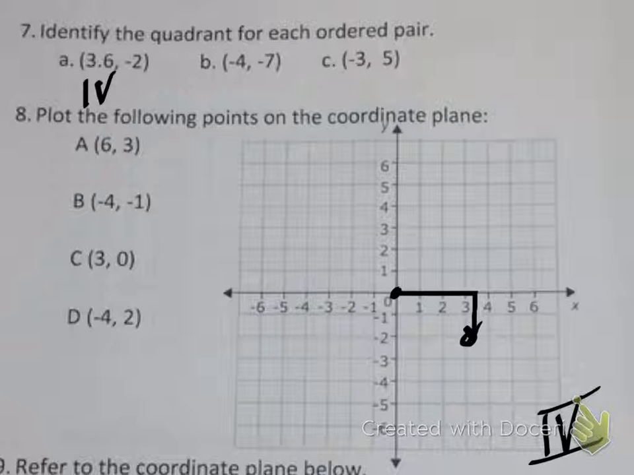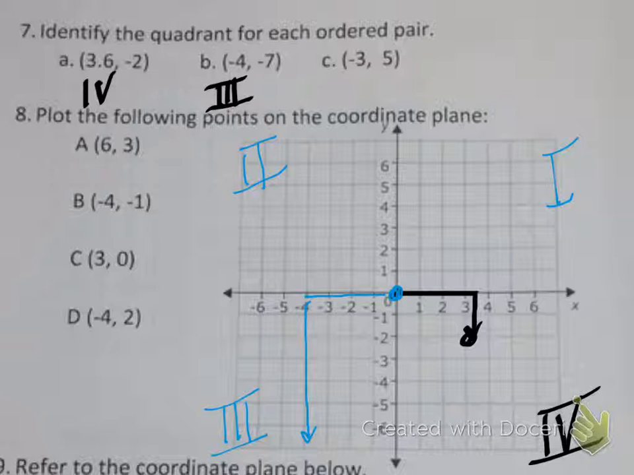Then for our next one, we have negative 4, negative 7. We start at the origin again, go backwards 4 for the negative 4, and then go down 7. Negative 4, negative 7. So we're in this quadrant here, and this one right here is quadrant 3. So our answer for this one is quadrant 3.